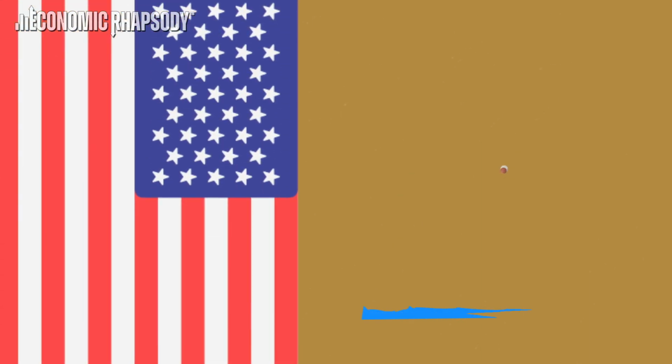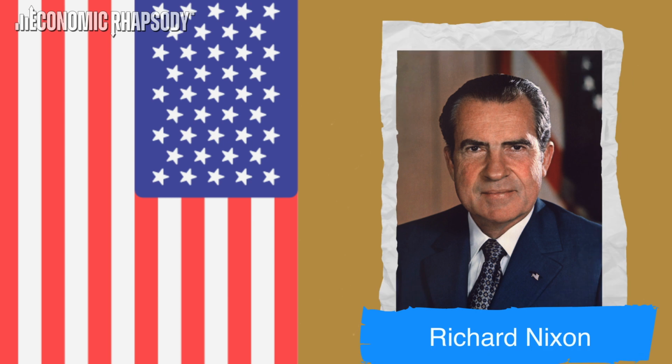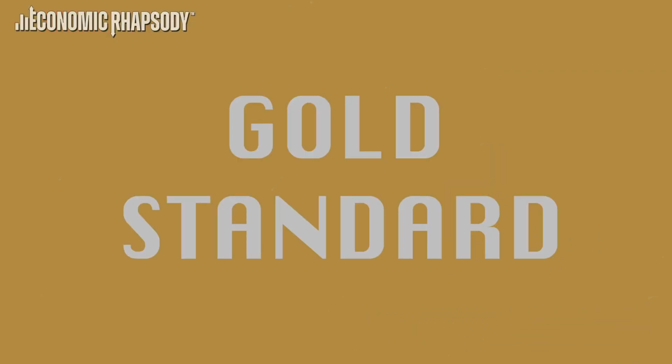In 1971, the US government, under the leadership of President Richard Nixon, announced that it would no longer exchange US dollars for gold, effectively ending the Bretton Woods system. This marked the end of the international gold standard and the beginning of the era of fiat money.